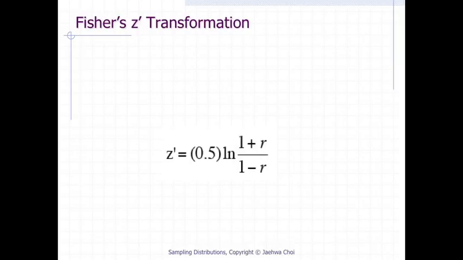Fortunately, the statistician Ronald Fisher developed a way to transform R to a variable that is normally distributed with a known standard error. The variable is called z prime, and the formula for the transformation is shown here. The symbol ln stands for natural logarithm. The details of this transformation are not important for present purposes. The critical thing is that this transformation produces a variable that is normally distributed.